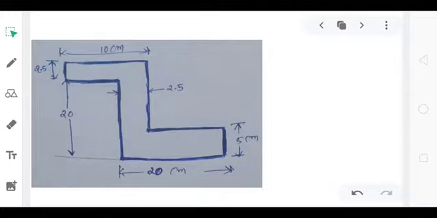As we know, when the part is not symmetrical or the section is not symmetrical at any axis, we have to find out x bar and y bar both.